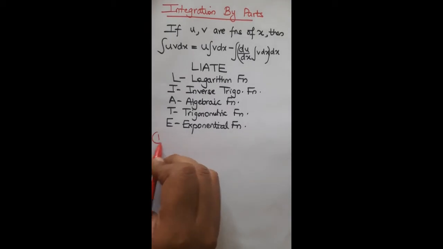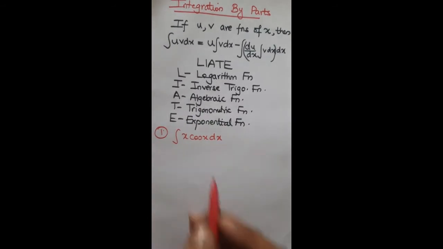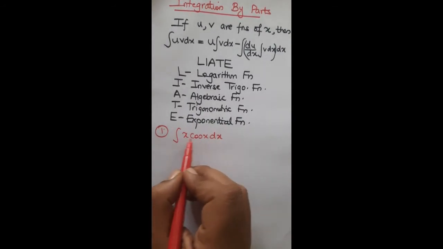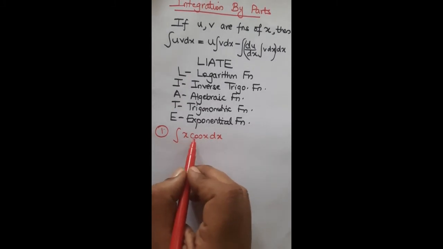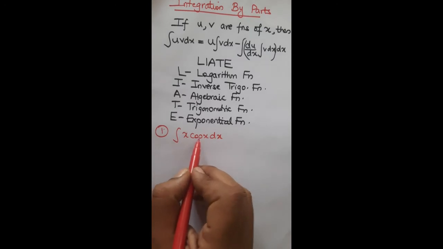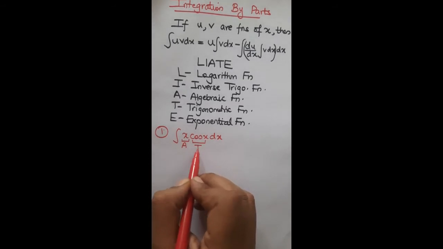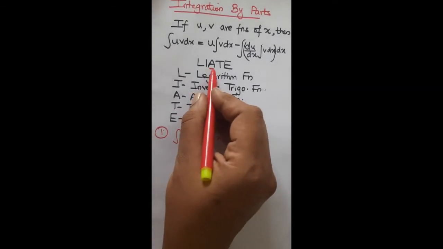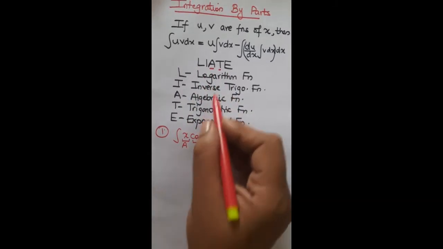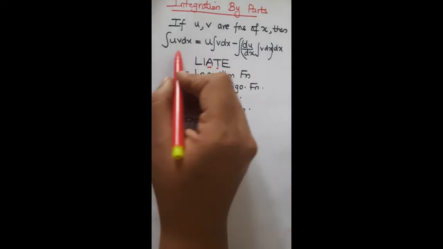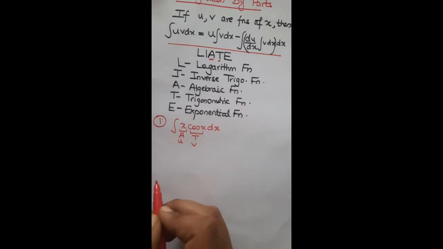Let us take an example to illustrate this. Suppose I have to integrate x into cos x dx. So notice here that I have two functions, x and cos x. Which of these should I choose as u and which as v will depend upon what kind of functions these are. x is an algebraic function and cos x is a trigonometric function, and A comes before T in the word LIATE. So u will be x and v will be cos x.